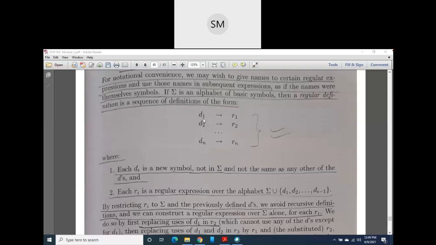So how to write a regular definition? This is the format, this is the syntax. The definition, that is the name of the regular expression, we write at the left side. For what regular expression this name is written, that regular expression we write at the right side, the RHS. So remember this format, LHS and RHS of this arrow mark.